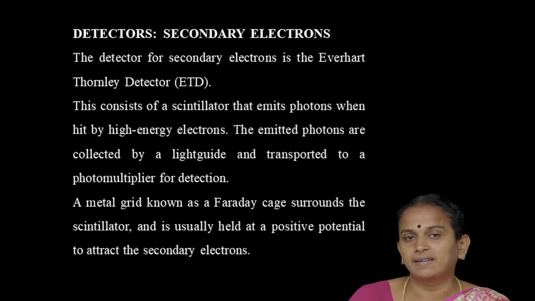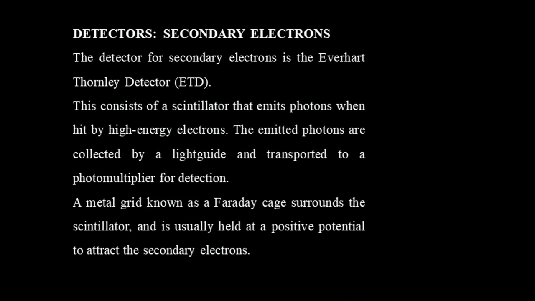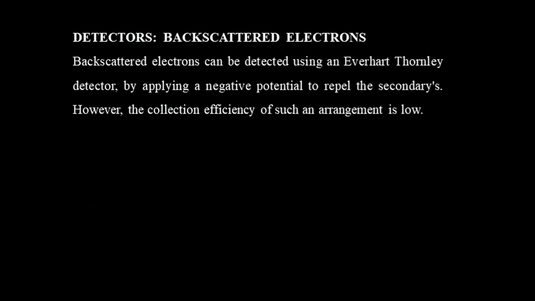Next we see the detectors, first for the secondary electrons. The detector for secondary electrons is the Everhart-Thornley detector. This consists of a scintillator that emits photons when hit by the high energy electrons. The emitted photons are collected by a light guide and transported to the photomultiplier for detection. A metal grid known as a Faraday cage surrounds the scintillator. It is usually held at a positive potential to attract the secondary electrons.